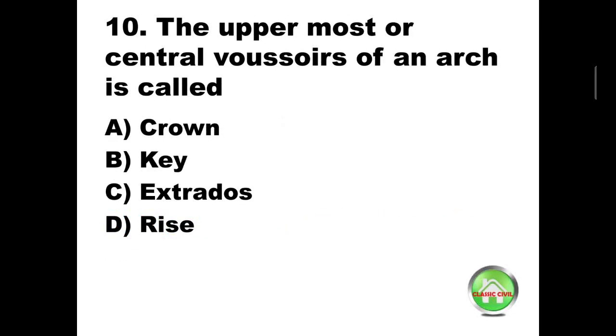Tenth question. The uppermost or central voussoirs of an arch is called option A, crown, option B, key, option C, extrados, option D, rise. The uppermost or central voussoirs of an arch is called, answer is option D, key.